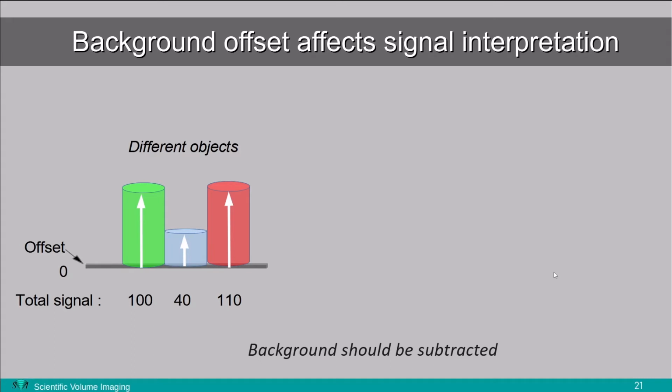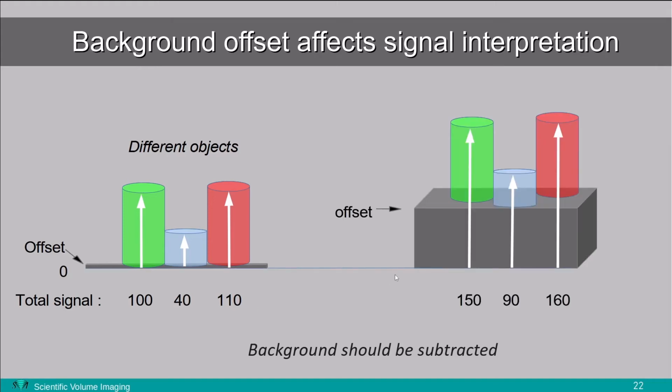Now background, the third factor. Background needs to be corrected for. And why is that? Well, consider these three objects. They have a different amount of signal in them, and that has been imaged. Let's suppose of the green object we measure 100 as a signal, the blue 40 and the red 110.